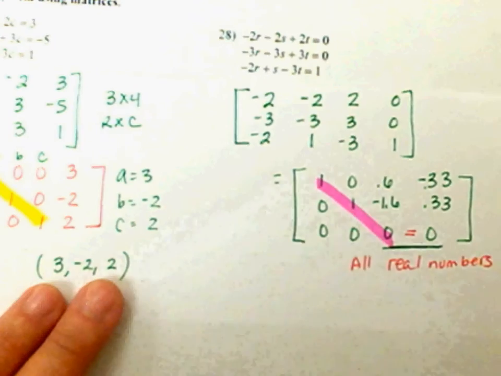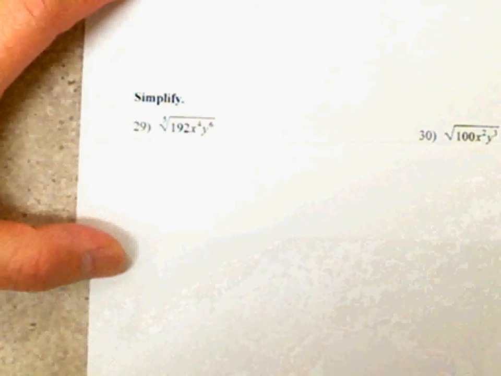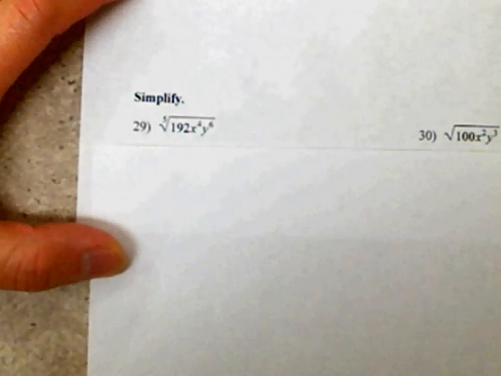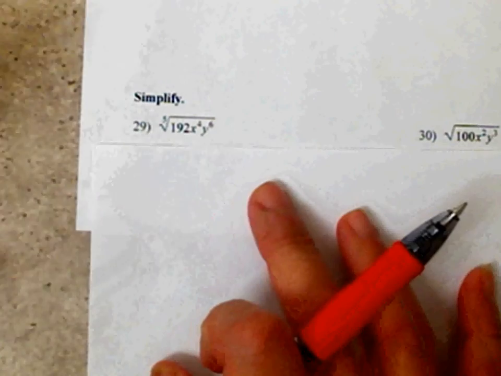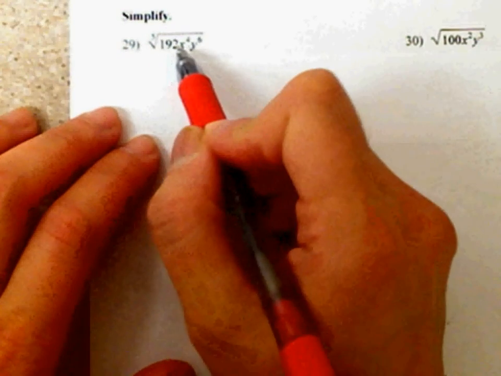Number 29, we are going to simplify, okay? Let me turn down the light just a little bit because it's kind of got brighter. Here we go. Number 29. Before you start, you might also want to see if this is a perfect fifth root. This is what you would do to check, okay?